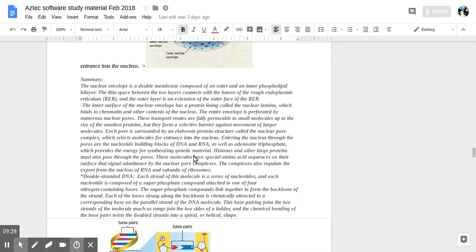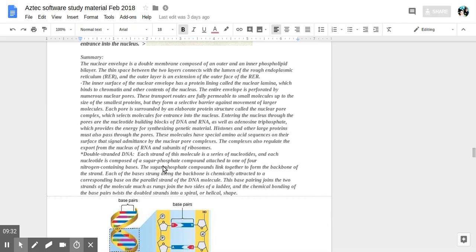Double-stranded DNA, the definition, is this double strand, a series of nucleotides, and each nucleotide is composed of a sugar phosphate compound attached to one of four nitrogen-containing bases. So, this forms the backbone of the DNA strand.